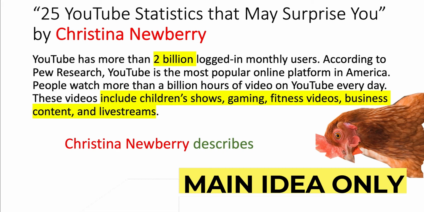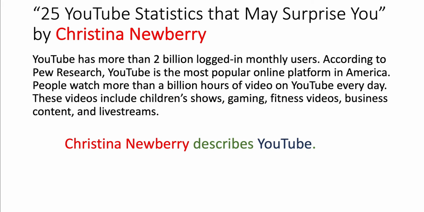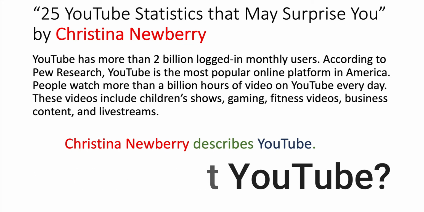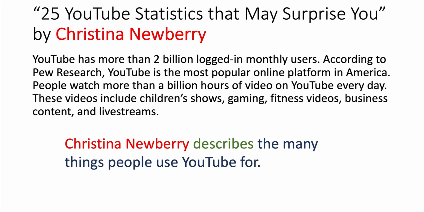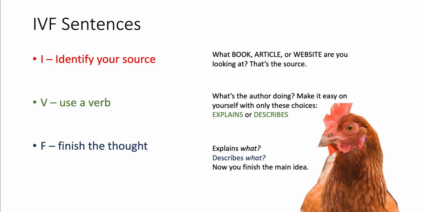Well, the obvious answer is that Christina Newberry describes YouTube. But that doesn't quite give the main idea. Like, what about YouTube? Does she like it? Does she hate it? We could say that she's describing how popular it is, or she's describing the many things people use YouTube for. The best part about this is that there's more than one right answer. As long as your sentence says a main idea and not too many extra details, you did it right.